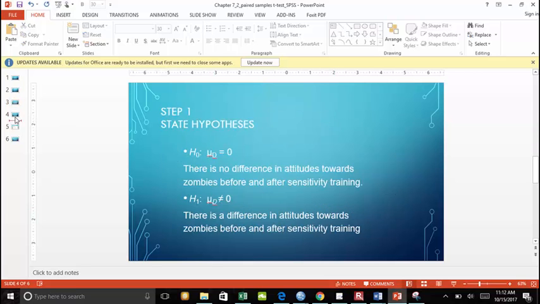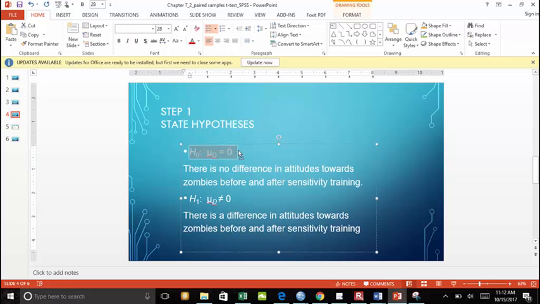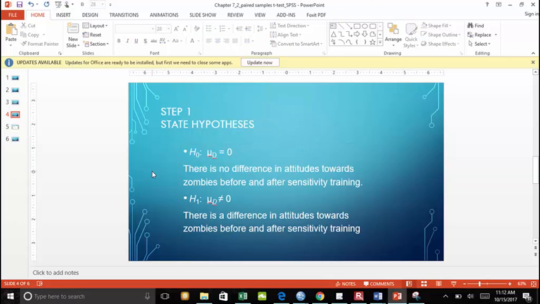So we always start with our hypotheses, and in this case, for paired samples t-test, no matter what your data is, the symbols for your hypotheses are always the same. The null hypothesis is the mean difference score is equal to 0. That suggests there will be no difference in attitudes towards zombies before and after the sensitivity training. And the alternative hypothesis, H sub 1, is that the mean difference score is not equal to 0, meaning there will be a difference in attitudes towards zombies before and after the sensitivity training. All right, let's run our t-test.